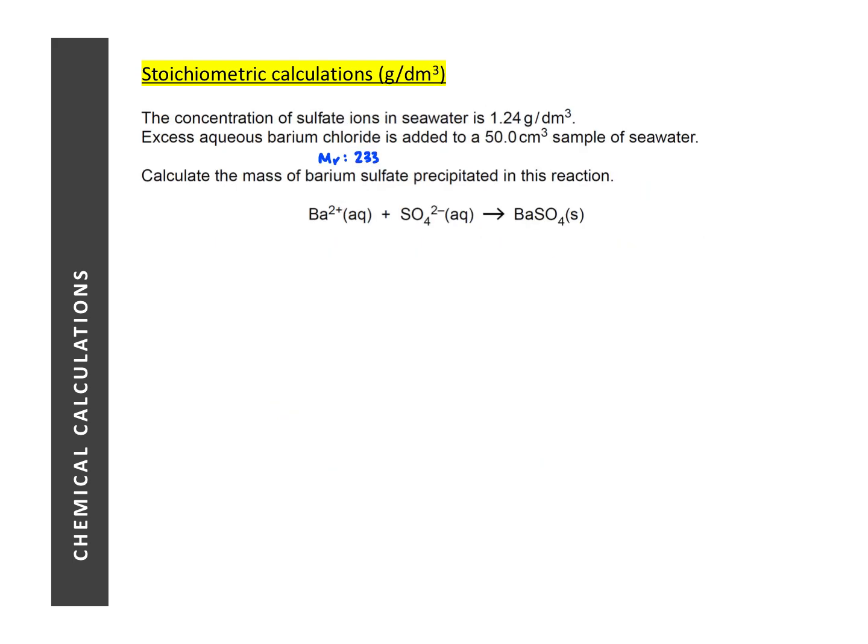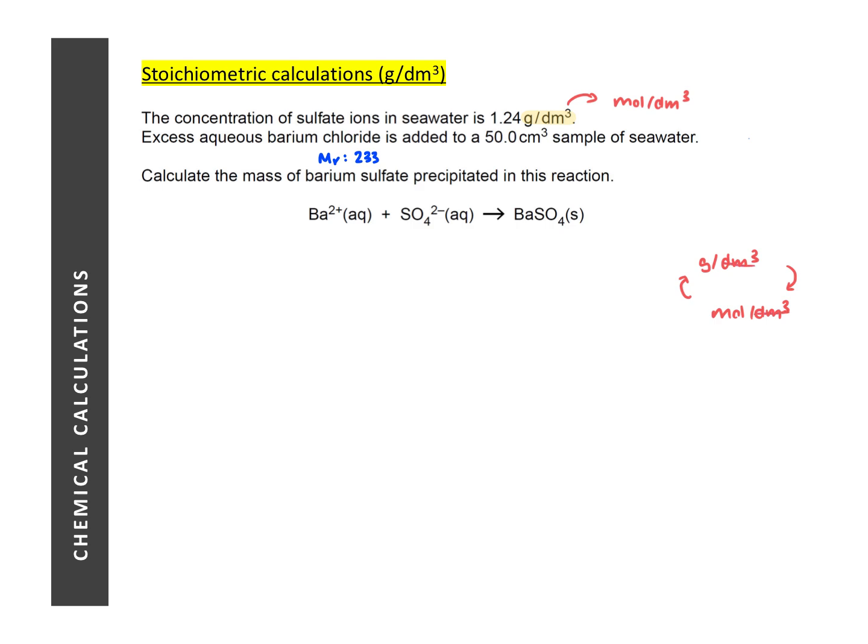This again is a stoichiometric calculation, but we are looking at solutions and the concentration is given in grams per dm cube. Now when you are given the concentration of a substance in grams per dm cube, my recommendation is, before you do anything, to convert it to moles per dm cube. So for that we need to recall how we convert from grams per dm cube to moles per dm cube, or vice versa. Now the trick is to ignore the dm cube. Just ignore the dm cube.